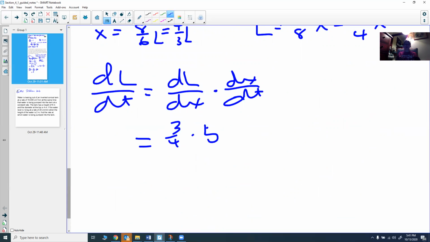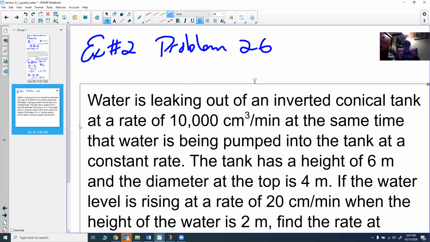All right, so we have 5 feet per second. So we end up with 15/4 feet. Now, dl and dx are both in feet, so those would cancel, and so we're still going to have feet per second. And so that's how fast his shadow, tip of his shadow, is moving. All right, let's try one more of these.